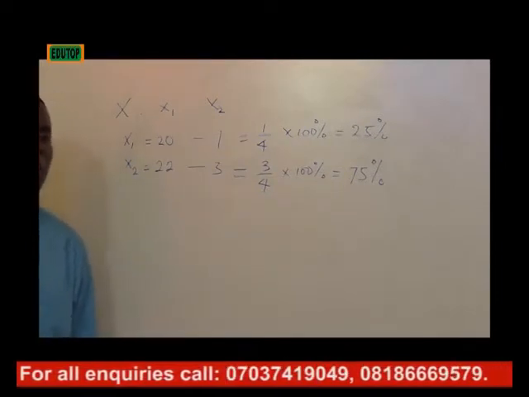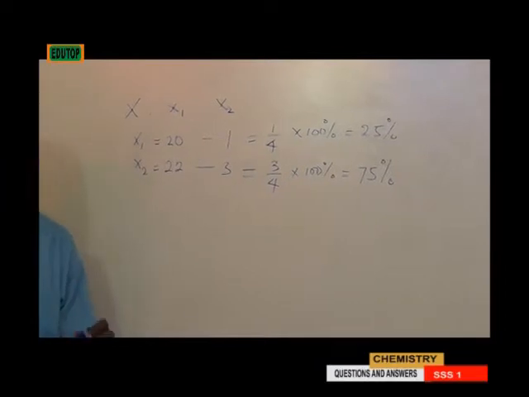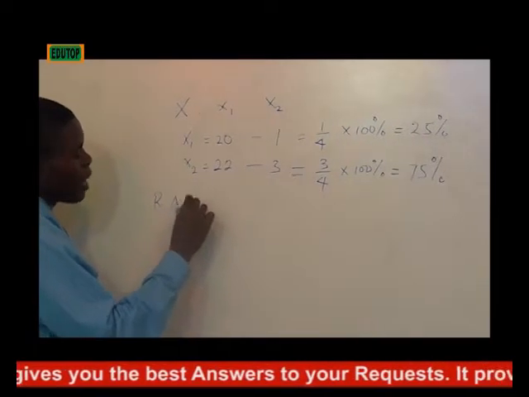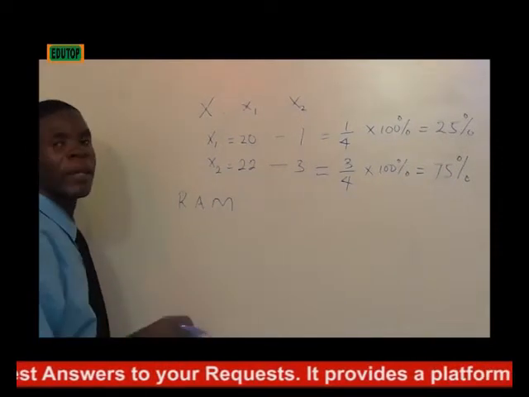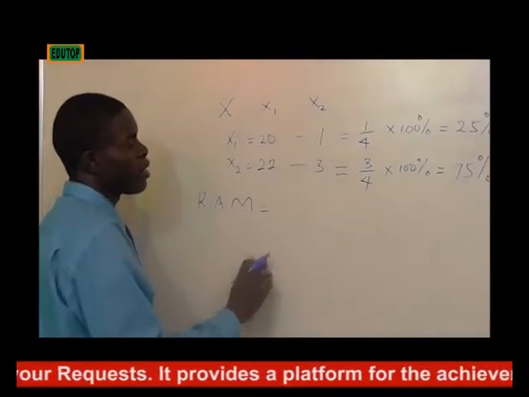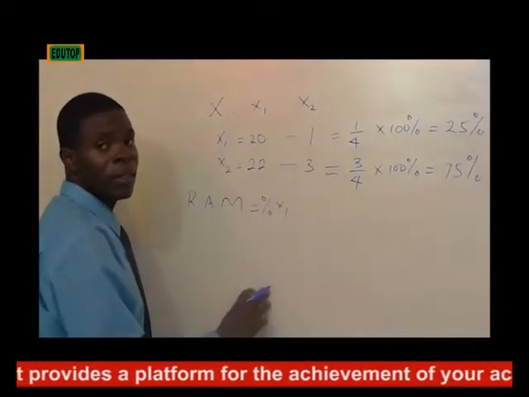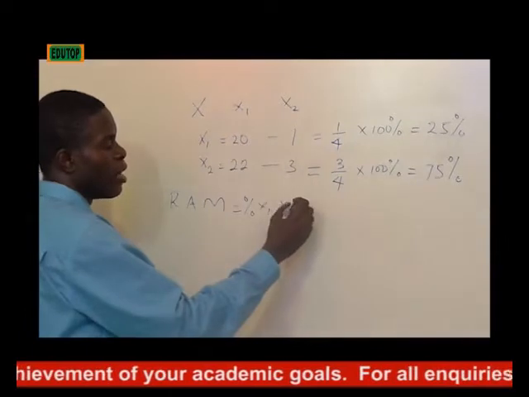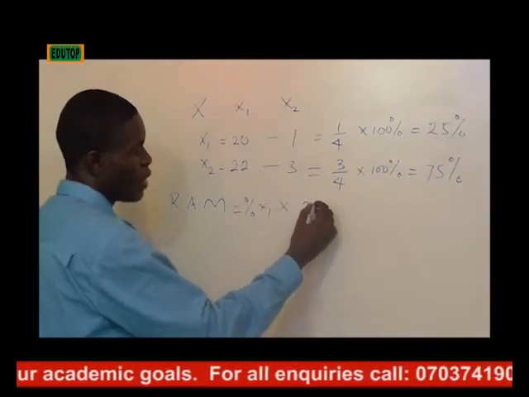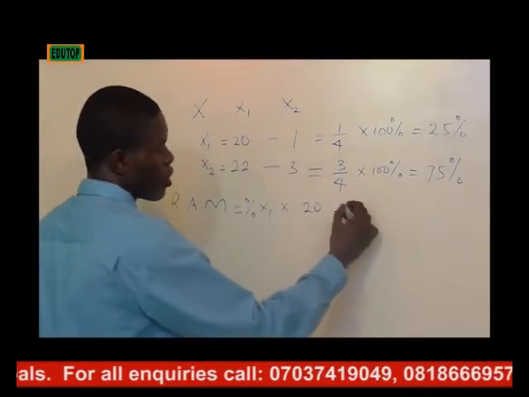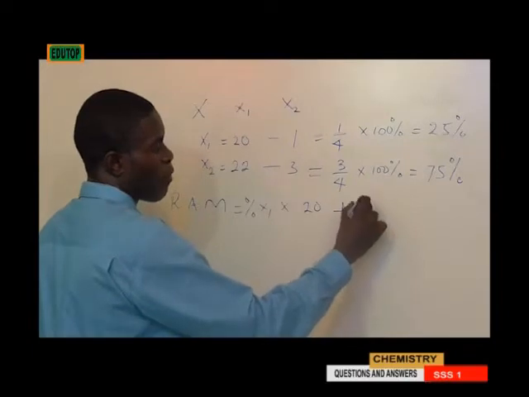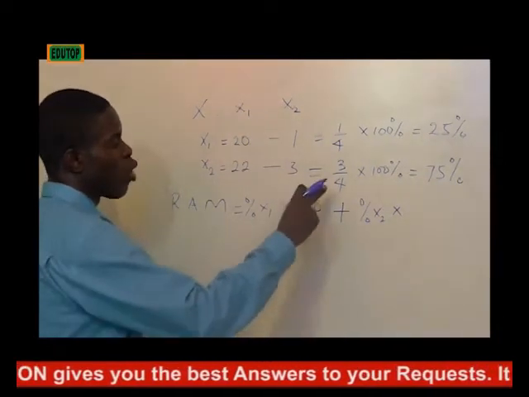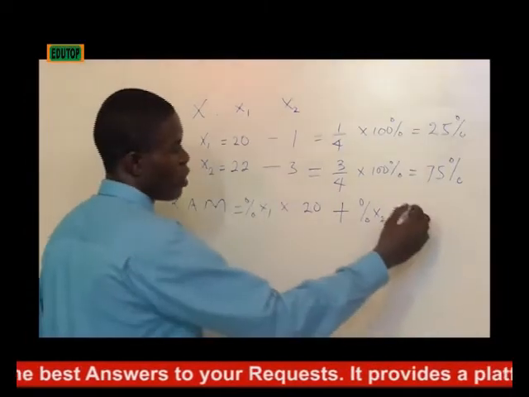And since the question asks us to look for the relative atomic mass of x, the relative atomic mass of x, denoted by RAM, is the same as saying the percentage of x1 multiplied by the relative atomic mass of x1, 20, plus the percentage of x2 multiplied by the relative atomic mass of x2, which is 22.